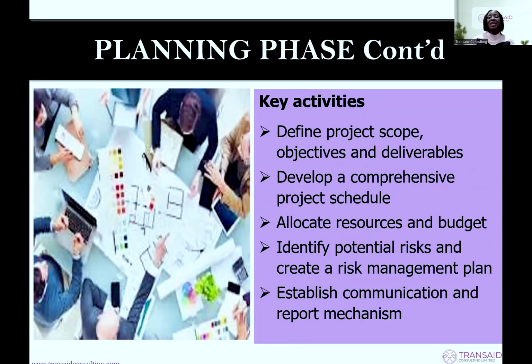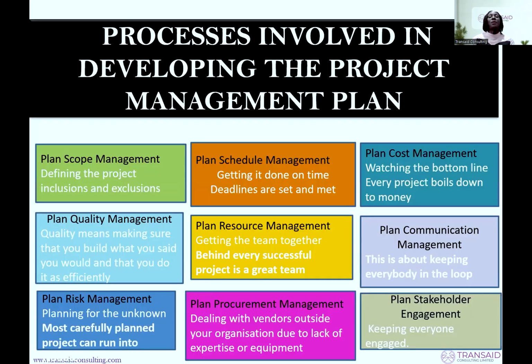Remember, I said those 10 knowledge areas, they are the things that you do as a project manager. So we will see how you will plan for the 10 knowledge areas in this phase. So, processes involved in developing the project management plan. So you can see 9, and I said 10. Which one is the missing one? It is the initiation stage, because we have already done that.